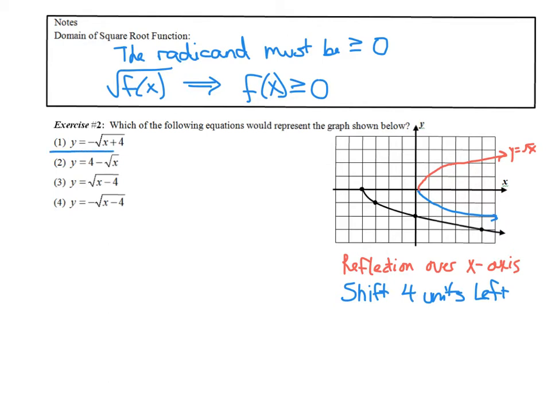I chose choice number 1 because the negative sign in front of the radical shows me that I'm reflecting my radical x function over the x-axis. Underneath the radicand is x plus 4, so that's telling me that the graph is being shifted 4 units to the left. So beginning with the red parent function, I want the equation for the black function to be y equals the negative square root of x plus 4.